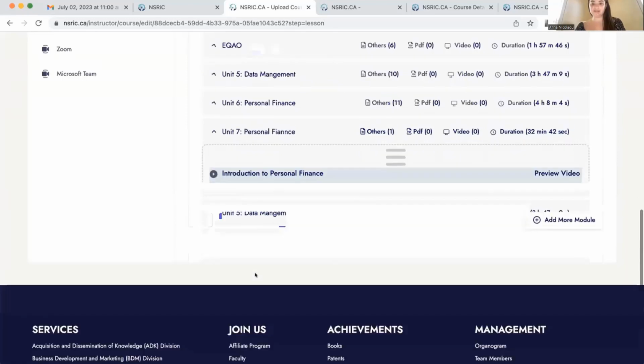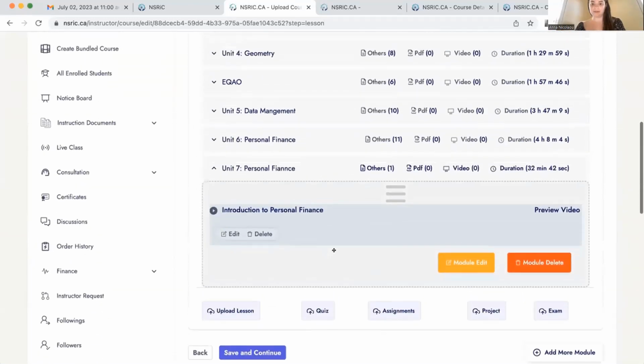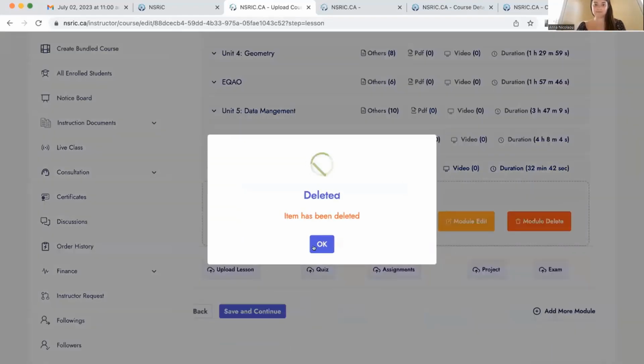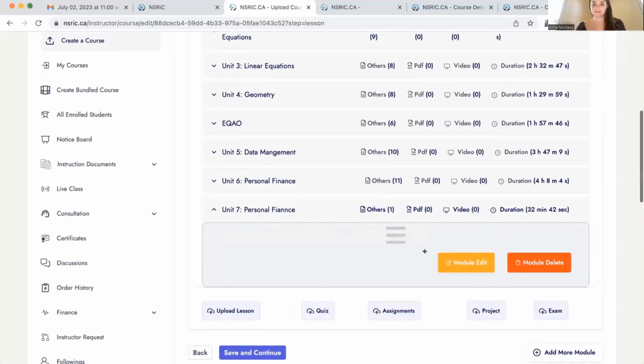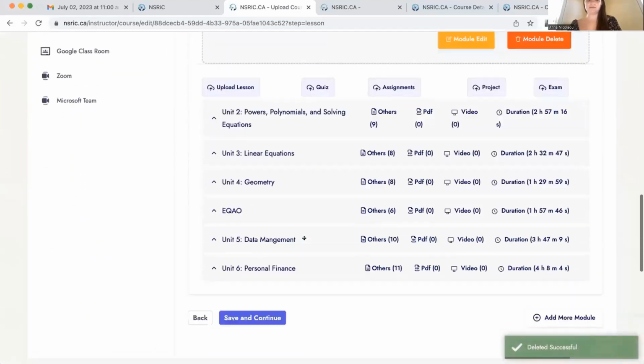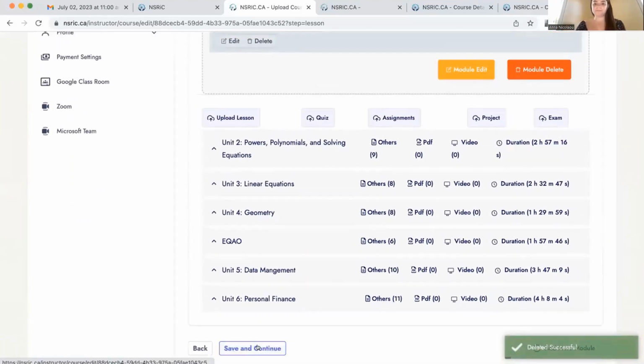Okay, so I'm actually going to delete this one because this is just one I did for demonstration purposes. Yes, delete it. Item has been deleted. And module delete, let's delete this module because I actually don't want this module. But yeah, there we go. So you can upload everything there.